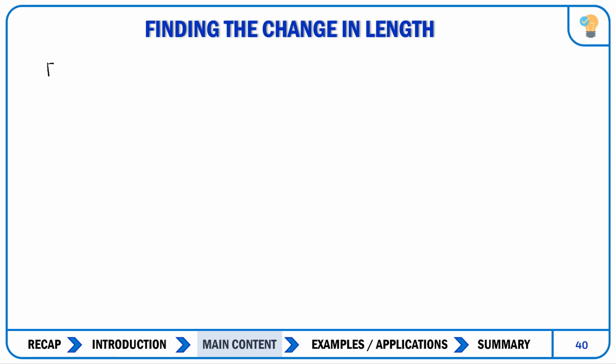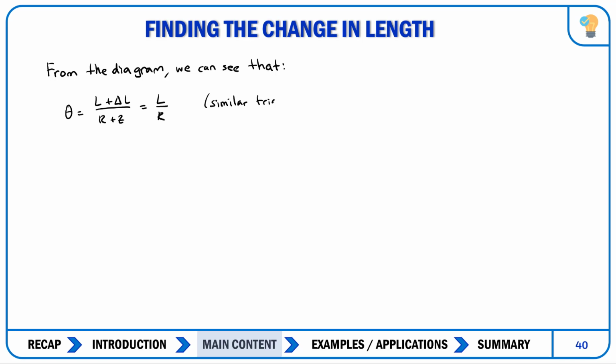So then, from the diagram, we can see that theta is going to be equal to L plus delta L divided by R plus Z. So we're trying to use similar triangles here, and that is going to be equal to L over R. Okay, so try and take a look to see how we figure that relationship out.